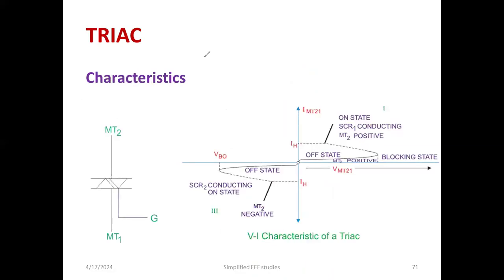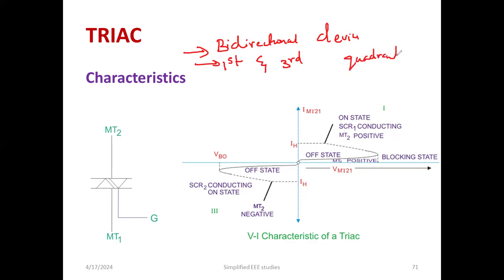Now we'll discuss the working, or characteristics of TRIAC. So you already know that it's a bidirectional device. Note the point, please. Also, it will work in the first and third quadrant. Please observe here. This is your first quadrant, and we have the third quadrant. So, of course, the TRIAC is operated in both the first and third quadrants.